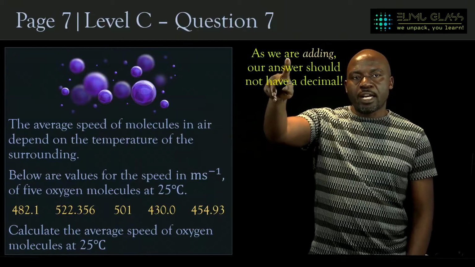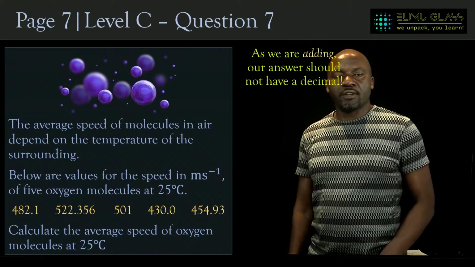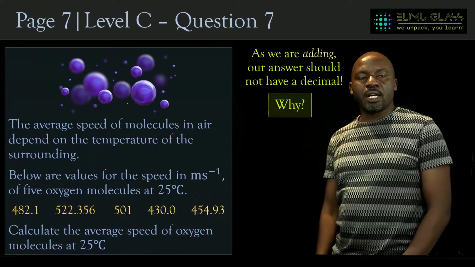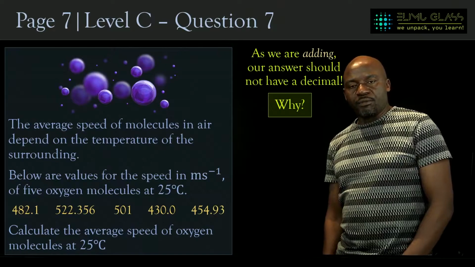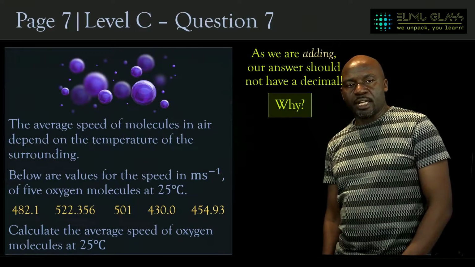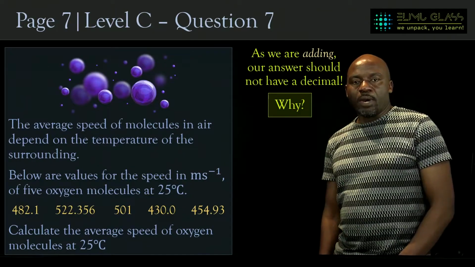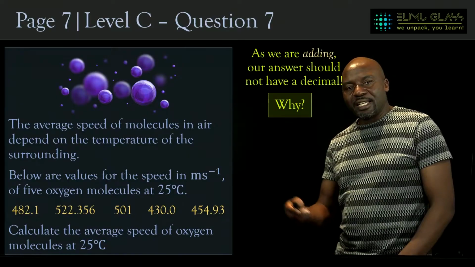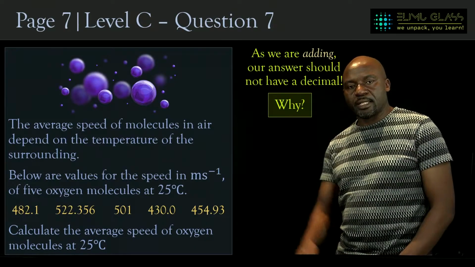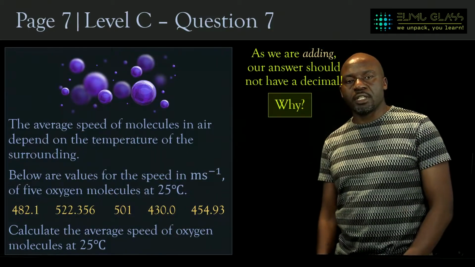As we are adding numbers, our answer should not have a decimal. Can you think of why our answer will not have a decimal? You can pause the video and think about why the answer we get should not have a decimal point. It should not be point something. Well, the answer is that because we are adding, our answer must have the least number of decimal places as those possessed by the quantities that we are adding.